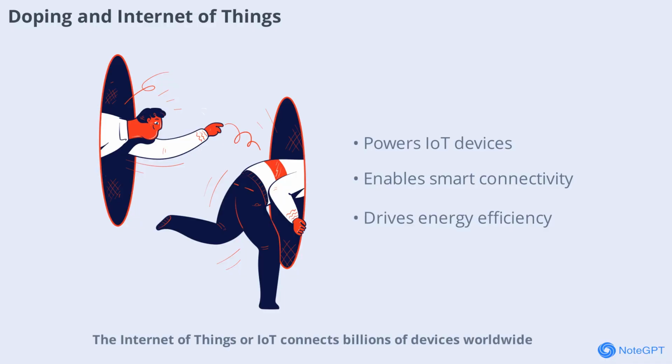The Internet of Things, or IoT, connects billions of devices worldwide, from smart home gadgets to industrial sensors. Doped semiconductors are at the core of these devices, enabling them to process data, communicate, and operate efficiently. Advances in doping technology are helping to make IoT devices smaller, smarter, and more energy efficient.